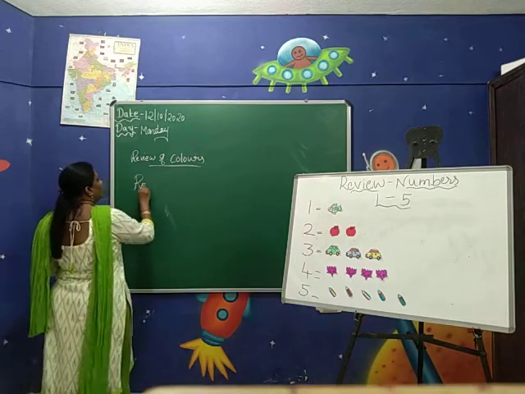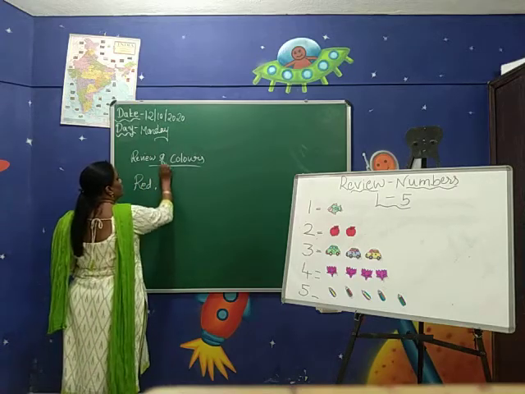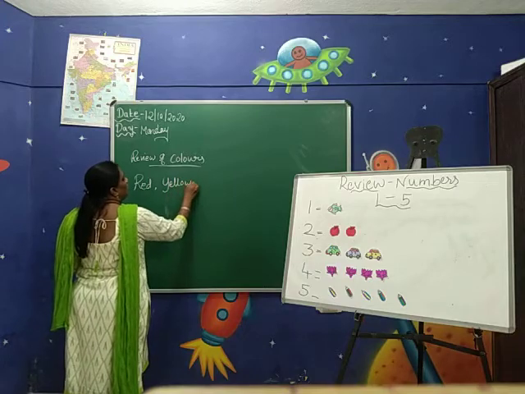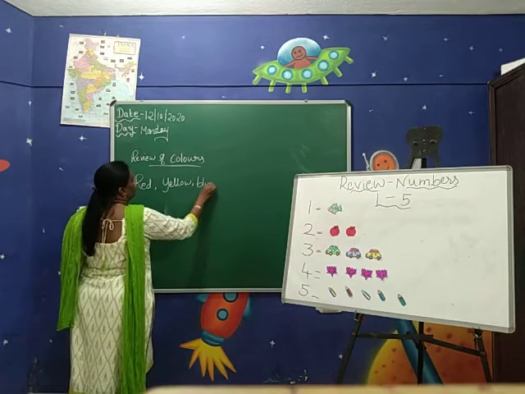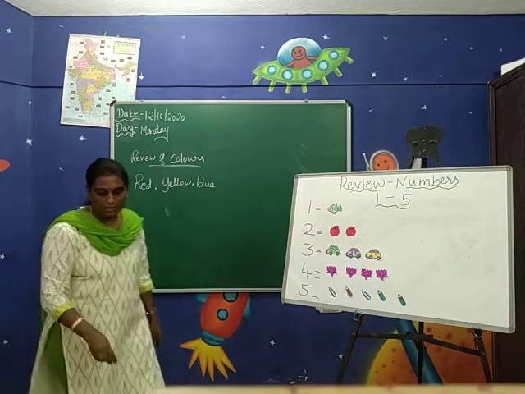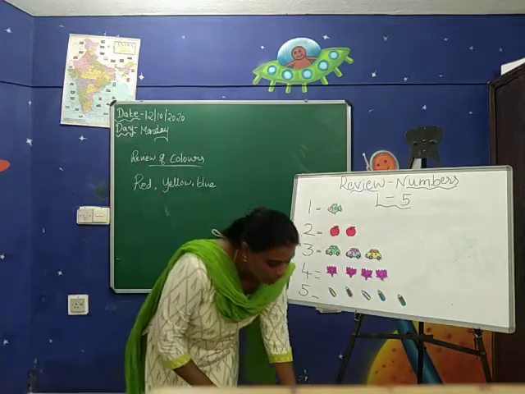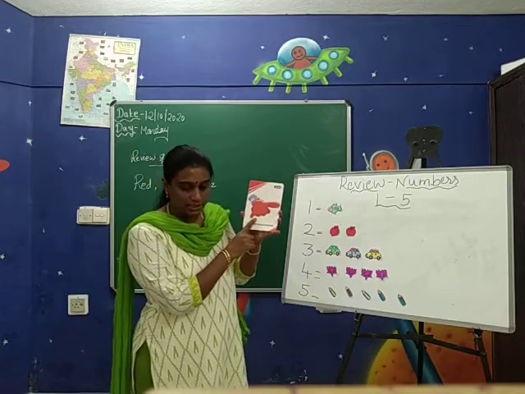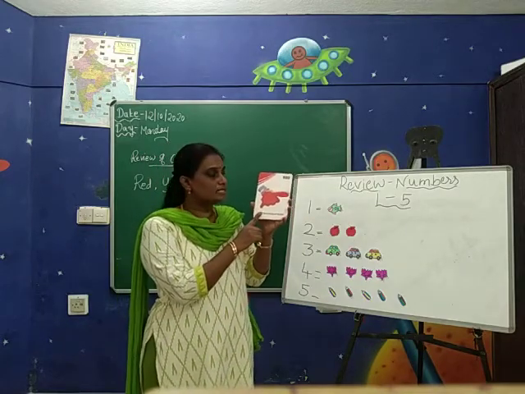First we learned yellow, red, yellow and blue. Three colors we have learned, no children? Yes. Here I will show you with a card. What is this color? This is a red color. What is this color? This is a red color.